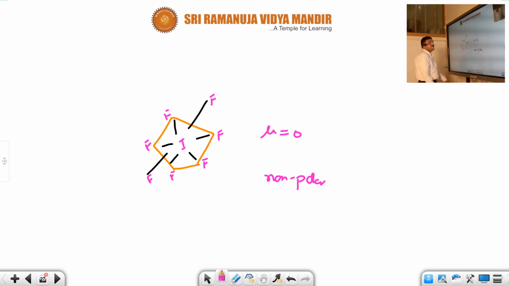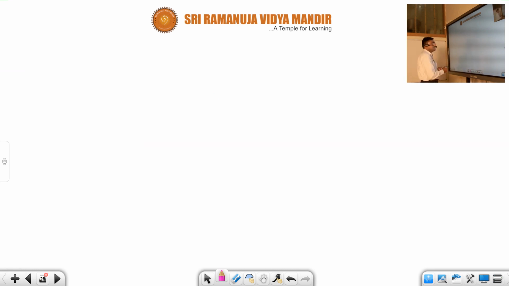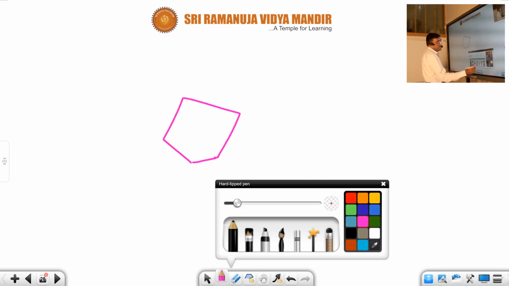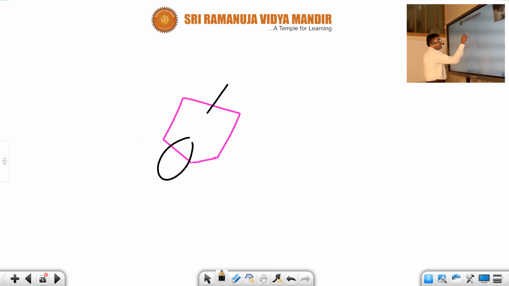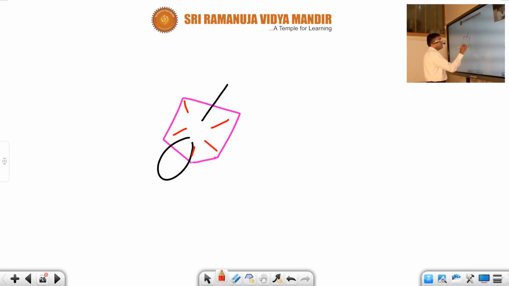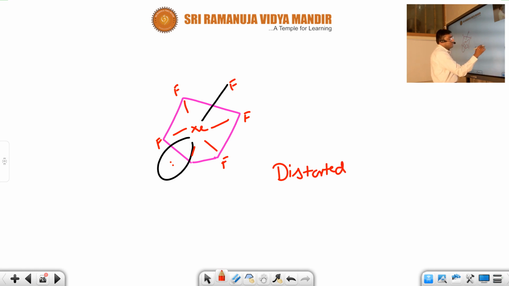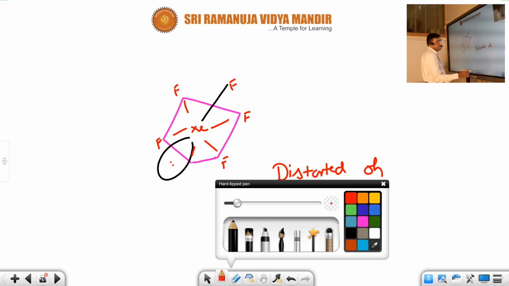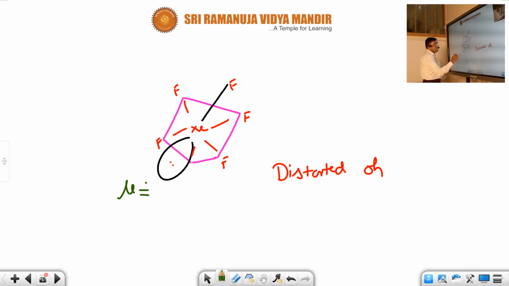And naturally, XeF6 has one lone pair. XeF6 is already explained to you. In XeF6, it has one lone pair like this. Do you agree or not? Yes, you must agree. So this is XeF6, a distorted octahedral structure. In this case, what happens? Mu will be non-zero because of the lone pair, and it is a polar molecule.